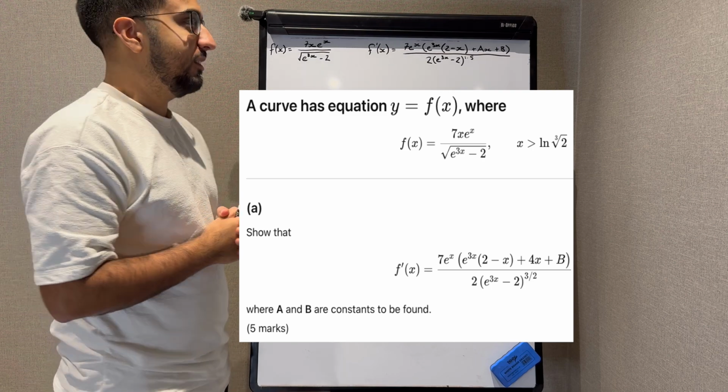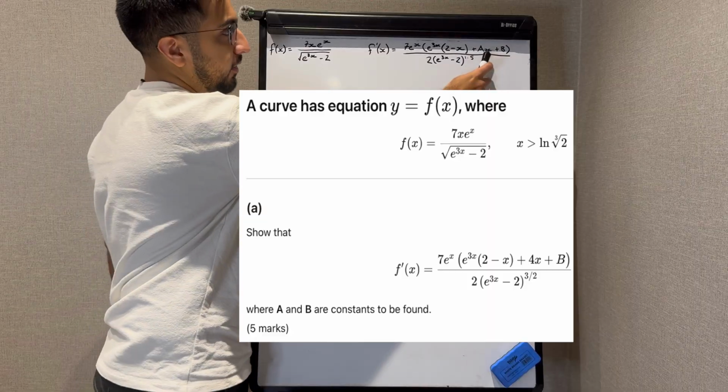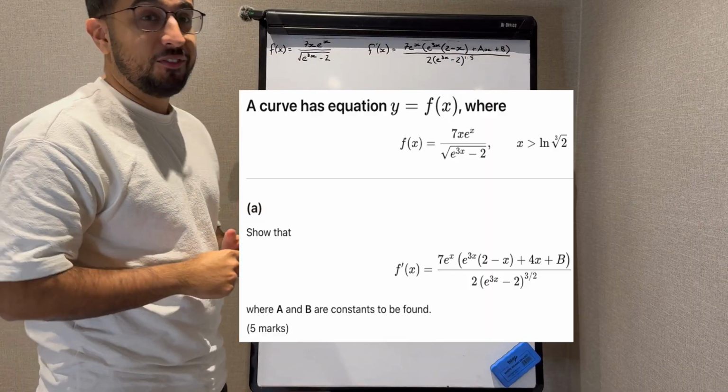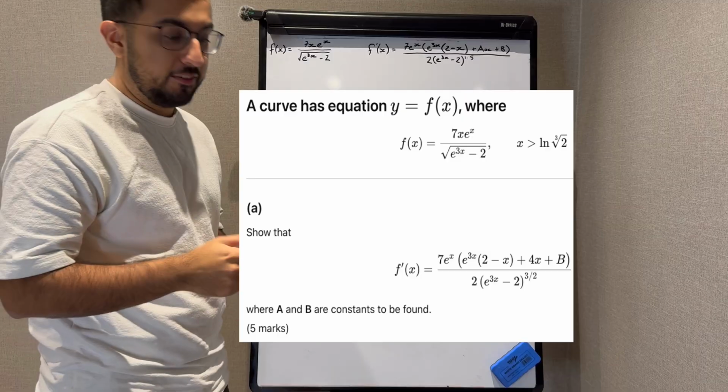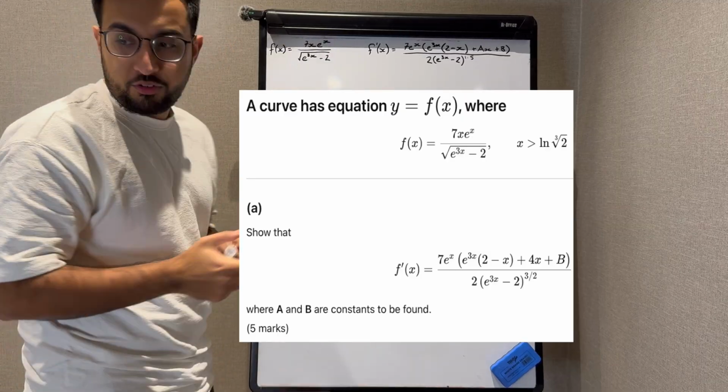A-level differentiation. We have a 5-mark question where we want to differentiate this function to find a and b. It is a 5-marker. I don't think it should be a 5-marker, and you'll see why, because the question is horrible. So firstly, we need to recognize a couple of things.